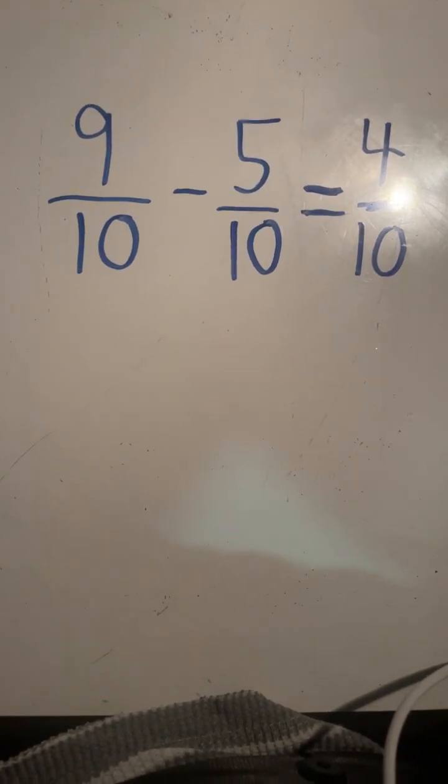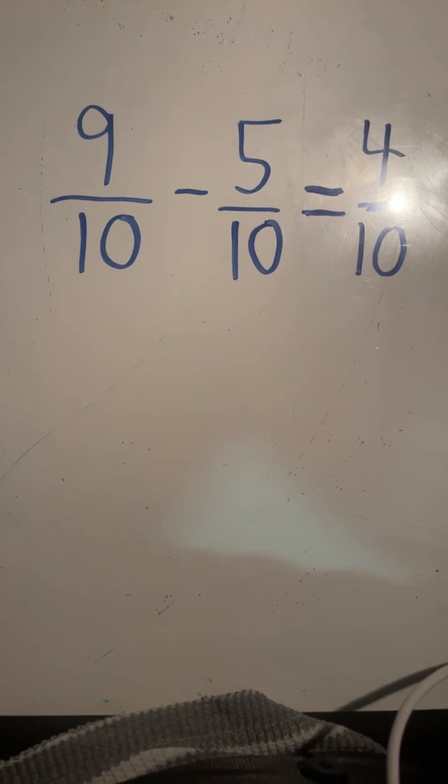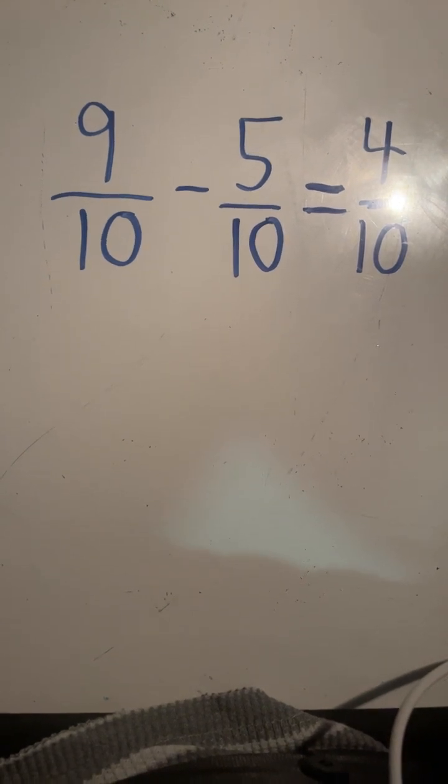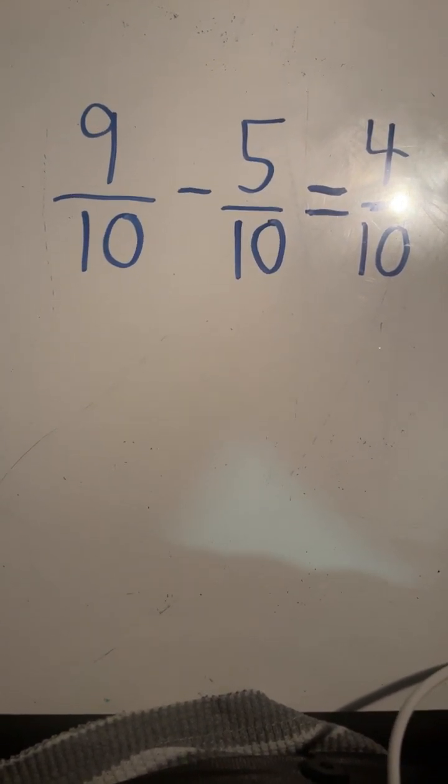The steps for subtracting fractions with like denominators: step 1, subtract the numerators. Step 2, keep the denominator the same.